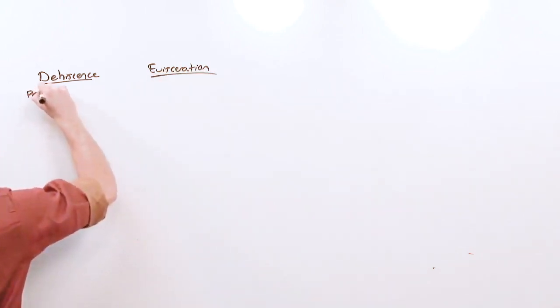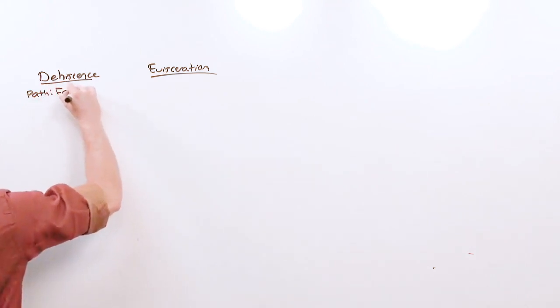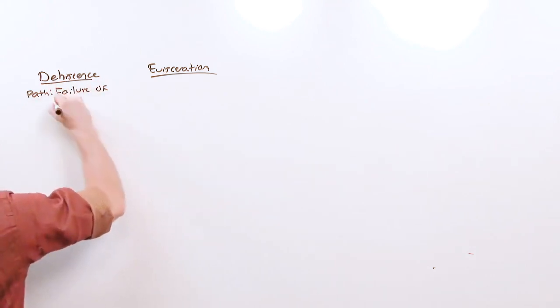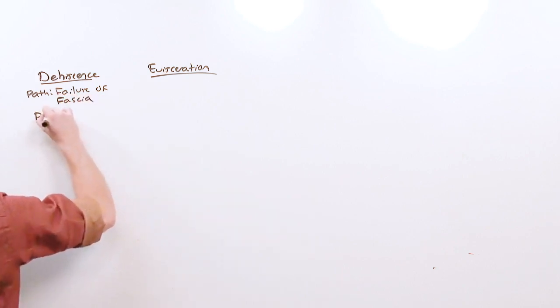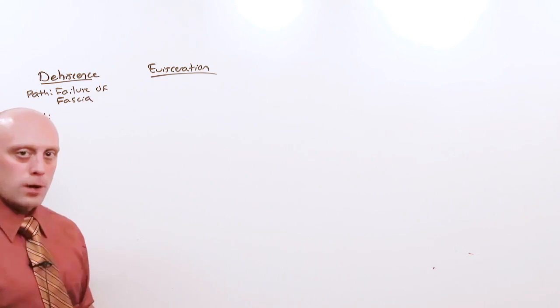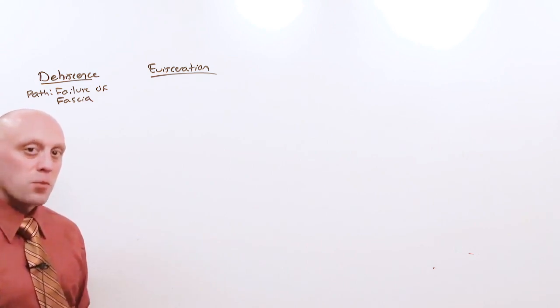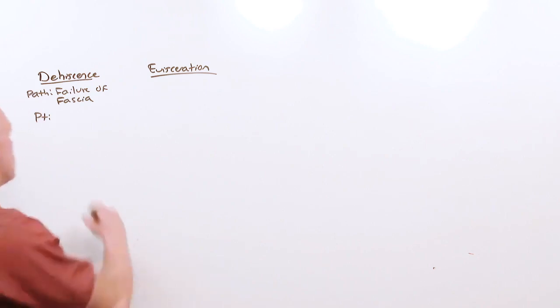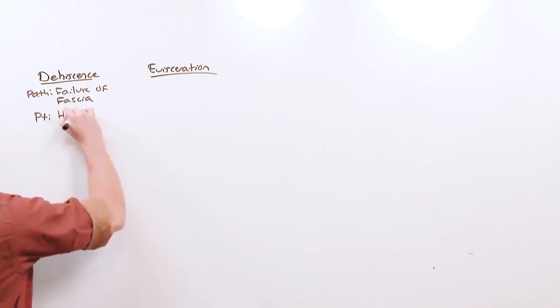Dehiscence isn't that bad. It is a failure of the fascia. The wound is not open, but underneath, the fascial planes aren't closed well. So what the person's going to end up with, after everything heals, is a hernia. This is how you get a ventral hernia.